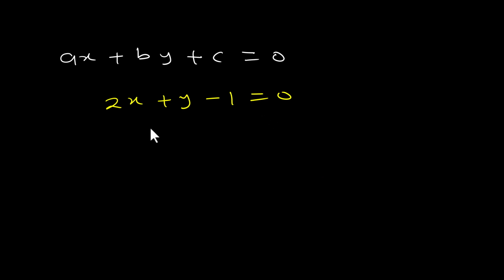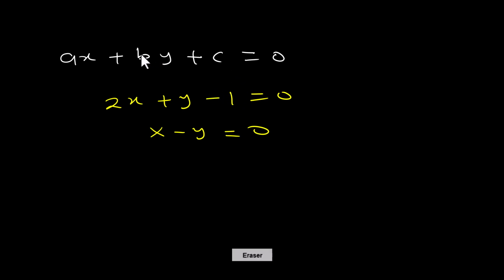We can also talk about x minus y equal to 0. This one too is an equation of a straight line. We can talk about more. Now let's look at the slope equation of a straight line.